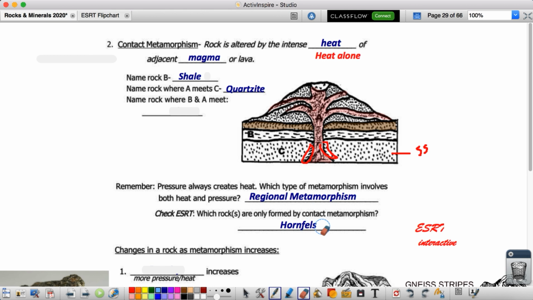Okay, so now here comes my tricky question. What rock is going to be formed where B meets A? So this contact metamorphism right here. Okay, so where B meets A. Now, I'm not going to lie to you. There's a trick here. So be careful. So check your ESRT and try to figure out what would be the rock that would form where B meets A.